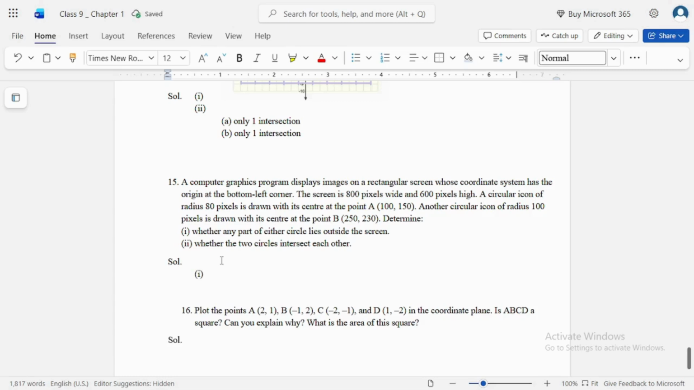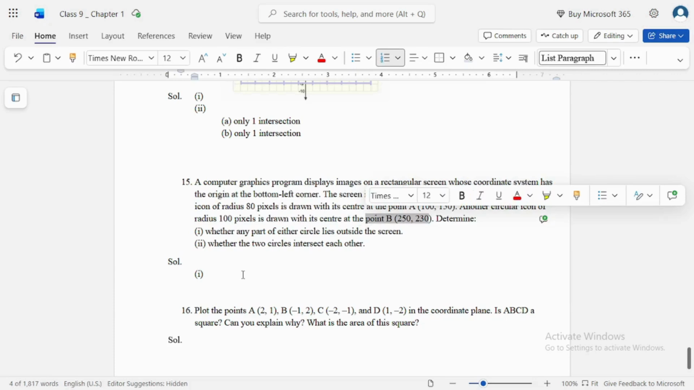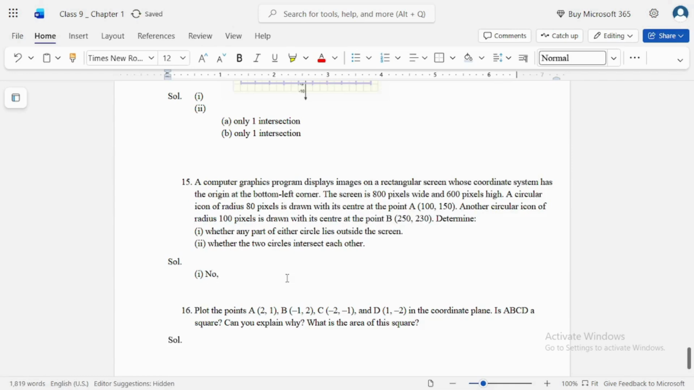To answer part A, whether any part of either circle lies outside the screen: I don't think any part lies outside the screen, because the total length is 800 and here it is 250, and the radius is just 100, so it won't lie outside the screen. Similarly, the y direction is 600 and the maximum is 230. So no, I don't think any part lies outside. Both circles lie within the screen.